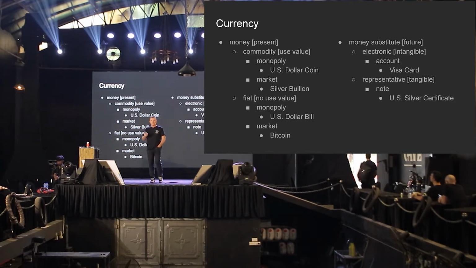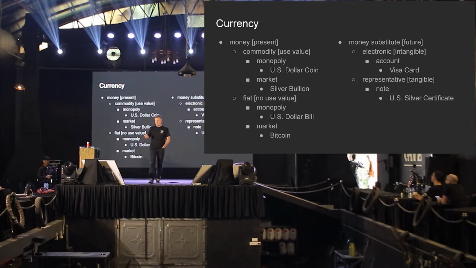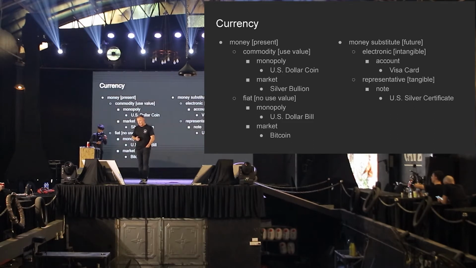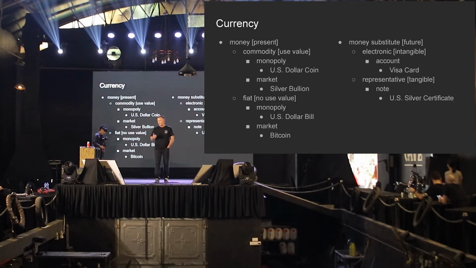A taxonomy, the naming system here for money. Breaking money down into present stuff you actually have, and things that people call money, which are actually money substitutes that you can convert to money in the future. They're future monies. So money can be broken down into commodity and fiat. Commodity is just a general term for something that has use value. You can use it for something like wires or whatever.